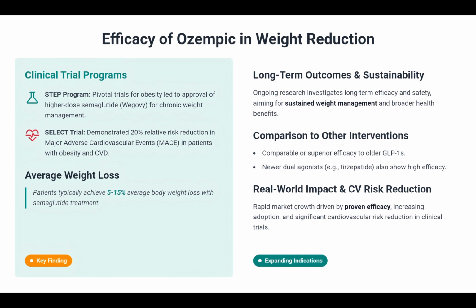In terms of comparison to other interventions, semaglutide demonstrates comparable or superior efficacy to older GLP-1 agonists like liraglutide. The newer dual agonist tirzepatide, which targets both GIP and GLP-1 receptors, is showing even higher weight loss percentages, representing the next frontier in this drug class. And from a real-world impact standpoint, the market for GLP-1 agonists has seen unprecedented growth, driven by proven efficacy, cardiovascular risk reduction, and expanding indications.